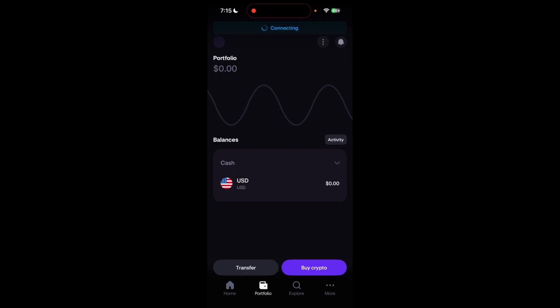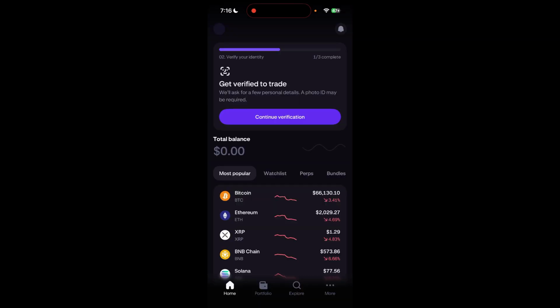This is where the real trading happens. It includes charts, order types, markets, and trading pairs, and you can use this for lower fees and better control. And that is it. This is how you can navigate the Kraken dashboard.